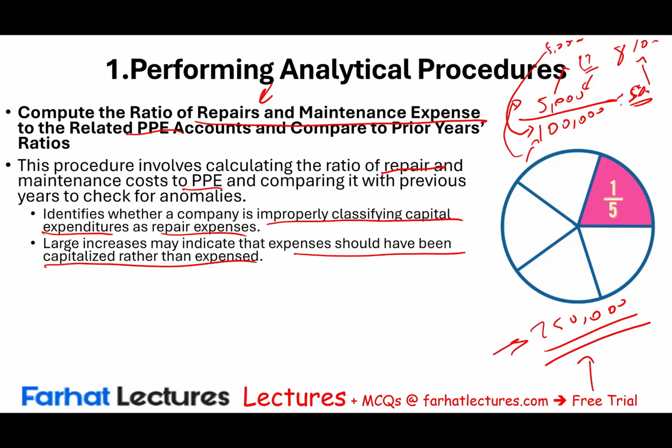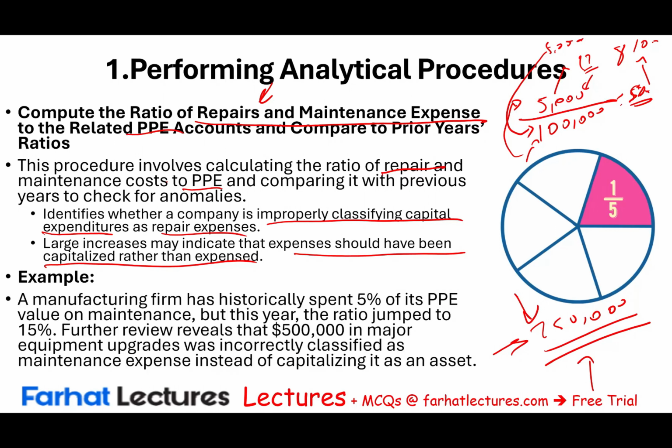For example, that $250,000, we need to examine whether this is an expense or whether it's a capital asset. If it's a capital asset, it's added to the property, plant, and equipment. If it's a repair, it's an expense. So you have to look at this expenditure.